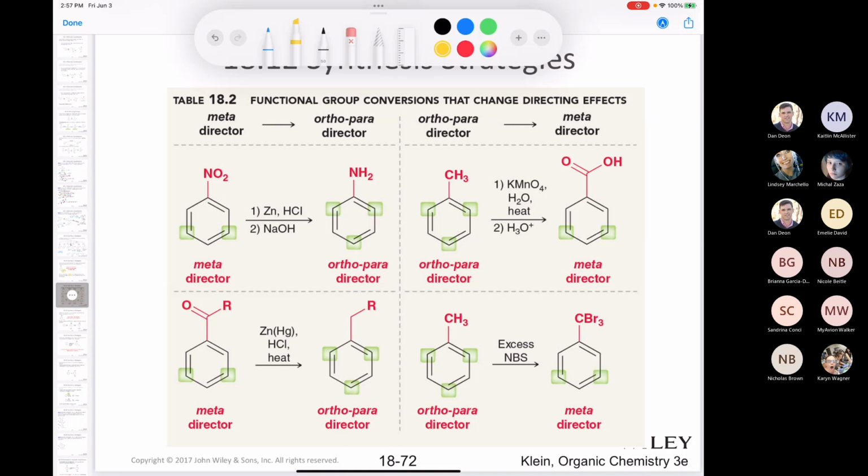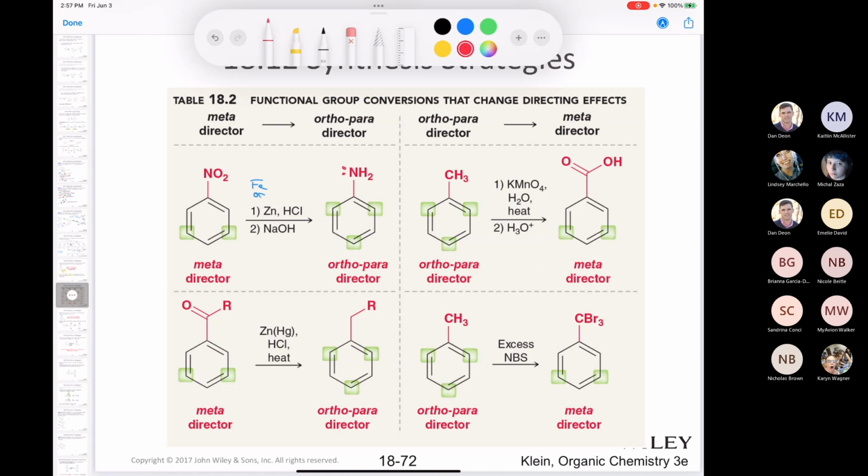What he does here is he shows you some quick ways to convert a meta-director to an ortho-para-director or vice versa. Say, for example, we take a nitro group. Well, I taught you that you can reduce that using zinc or iron and hydrochloric acid, and you can make aniline. But aniline is an ortho-para-director. Why? Because it's got a lone pair directly on the nitrogen.